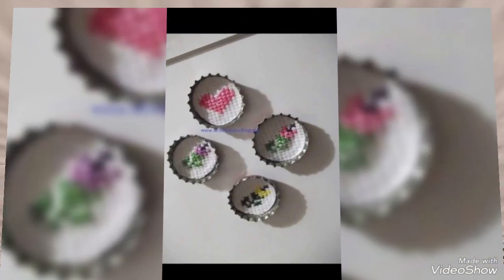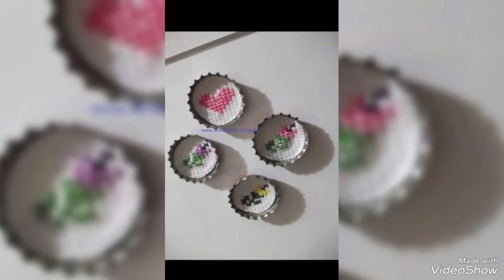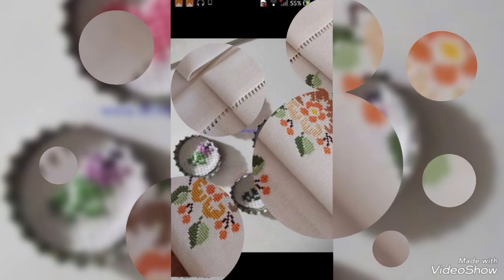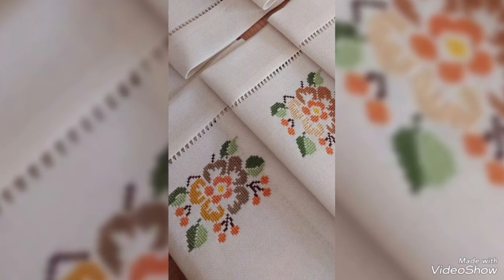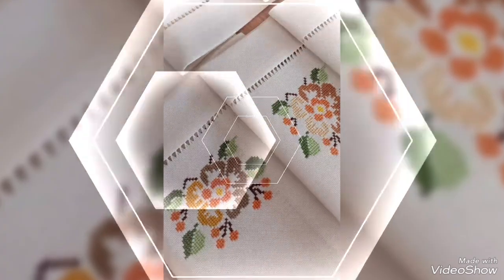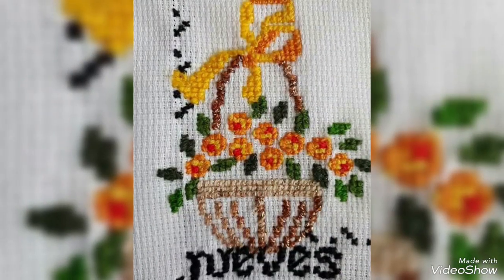Suggested beginner friendly projects are a bookmark, coasters, and an ornament. I suggested these types of designing ideas because they are very beginner friendly and you can easily do them.